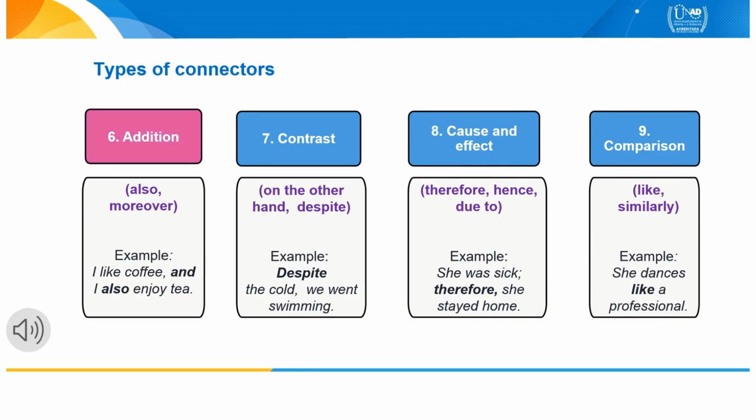6. Addition: also, moreover. Example: I like coffee, and I also enjoy tea. 7. Contrast: on the other hand, despite. Example: despite the cold, we went swimming. 8. Cause and effect: therefore, hence, due to. Example: she was sick, therefore, she stayed home. 9. Comparison: like, similarly. Example: she dances like a professional.